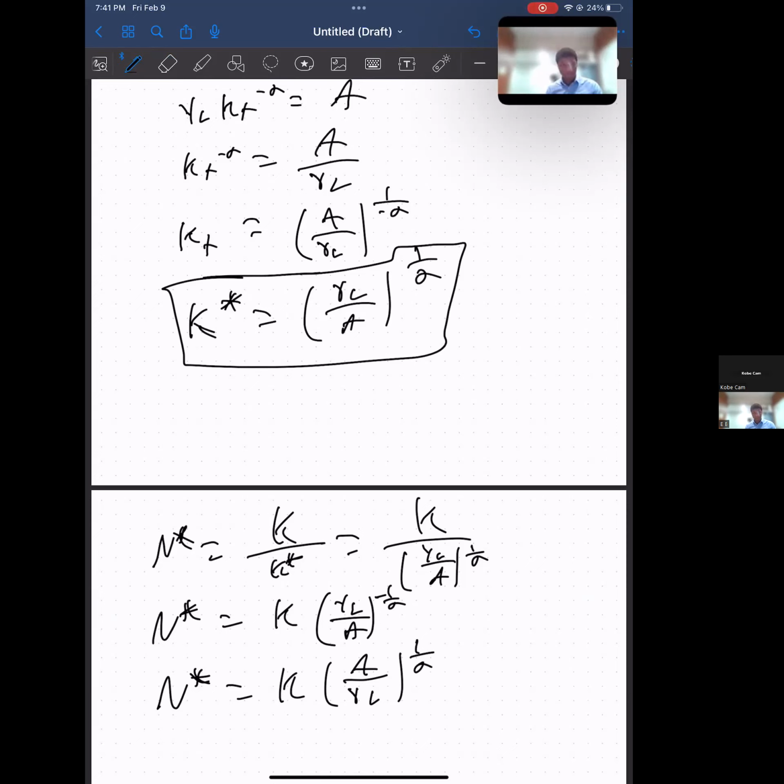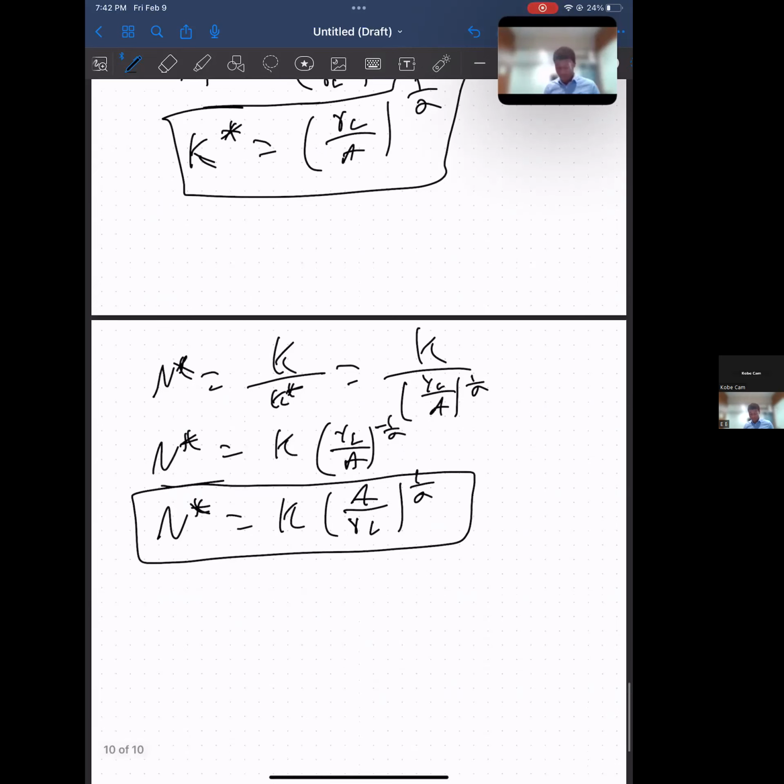Right? And so this is a lot easier to look at. Let's just use this. Okay, so now we have our equation for the steady state in terms of population, right? And so we do know that the population converges to a steady state because we found an equation for it, right?